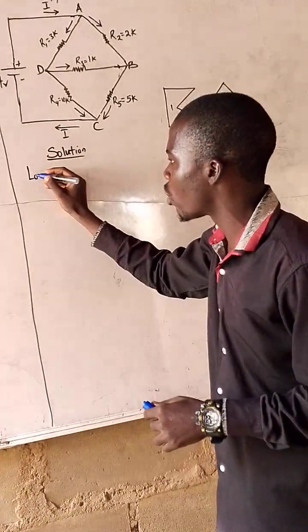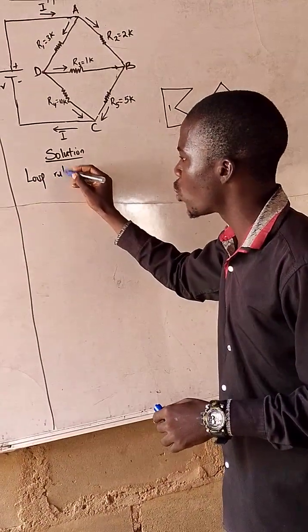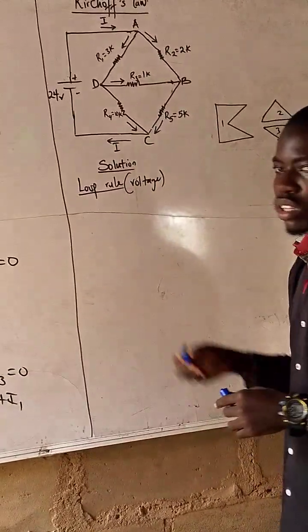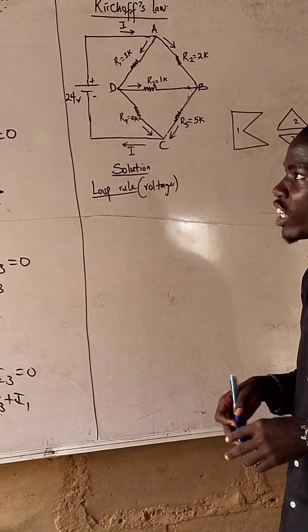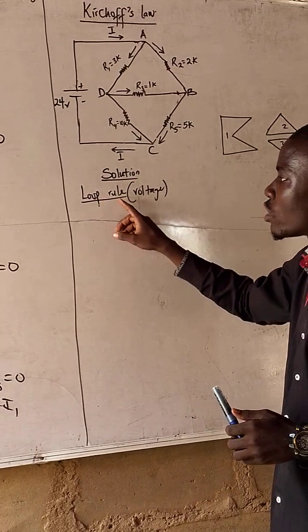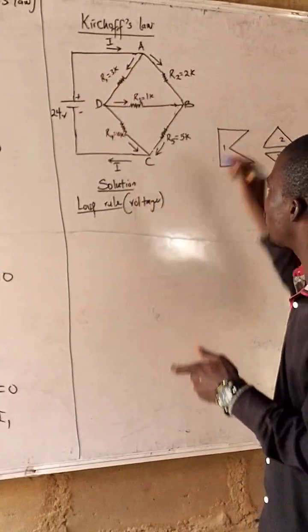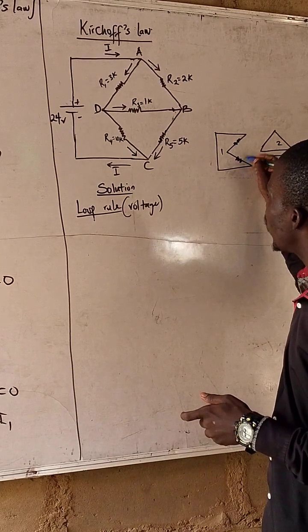I want to do the loop rule now. Loop has to do with voltage, while junction has to do with current. So loop has to do with voltage. Now, I want to do voltage. You add all the current in that loop.